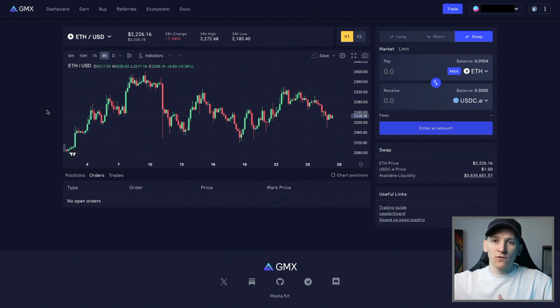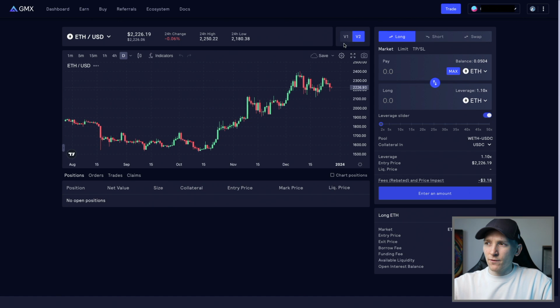From here, we can choose whether we want to trade on V1 or V2 of Arbitrum. V2 is really the upgrade. You get cheaper fees. So what we can do is just switch right here to V2. And that's what we want to trade with.